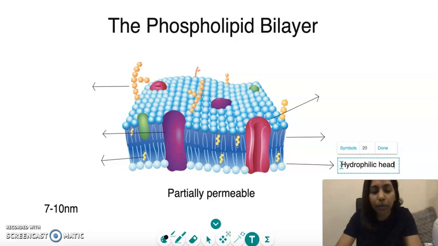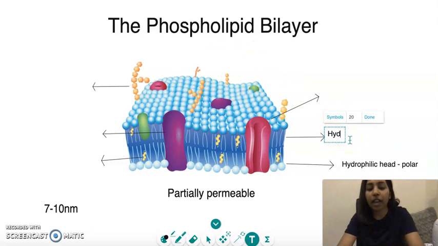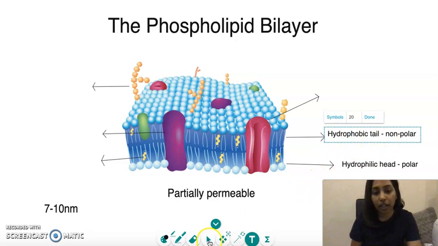hydrophilic head, which is polar. So hydro meaning water and philic meaning loving. So it is a water-loving head. So it faces either the cell exterior or the cytoplasm. And on the other hand, we have a hydrophobic tail, which is non-polar. And in between the tails are weak hydrophobic interactions.